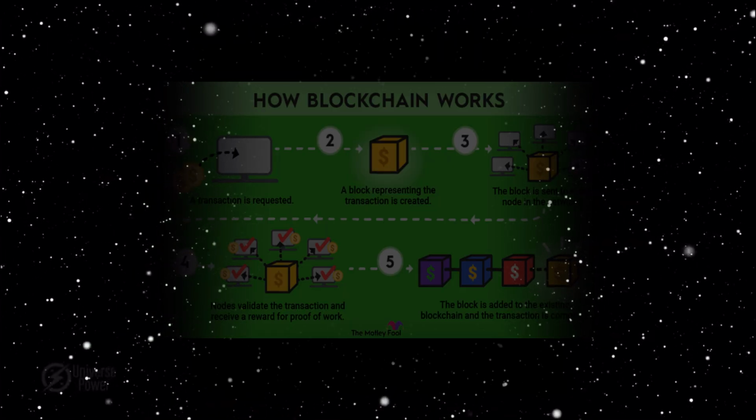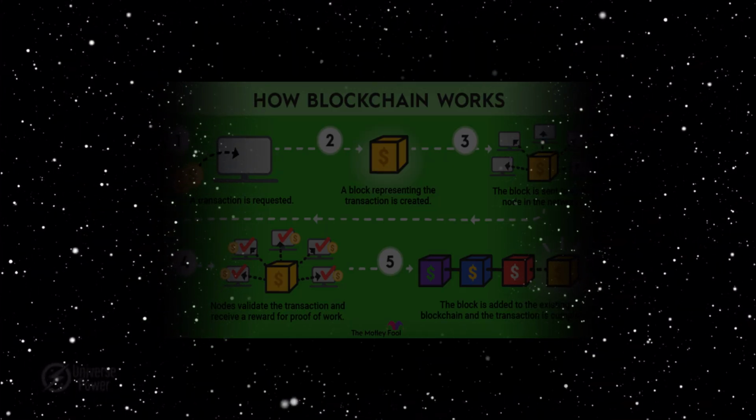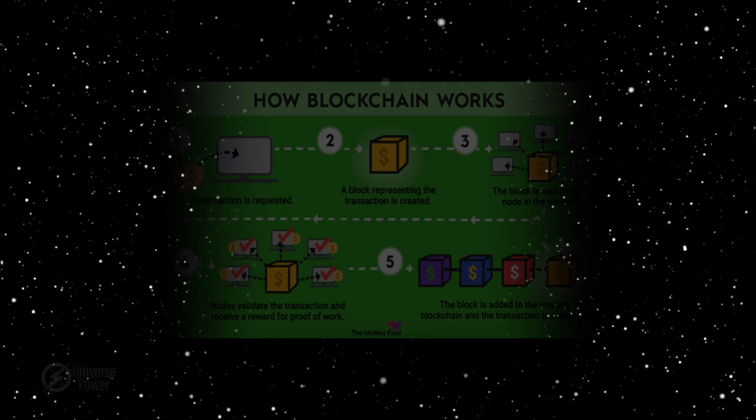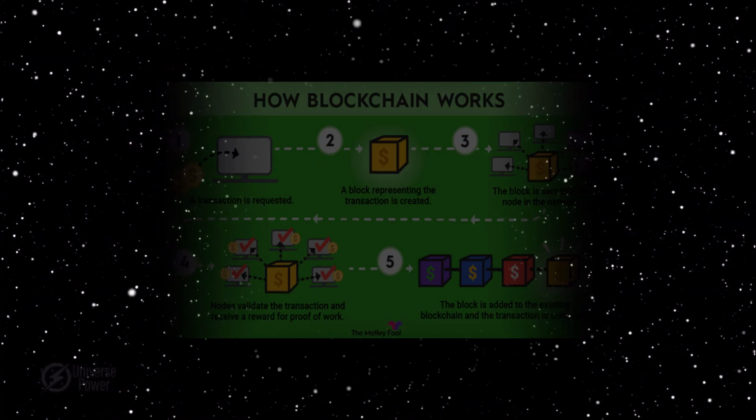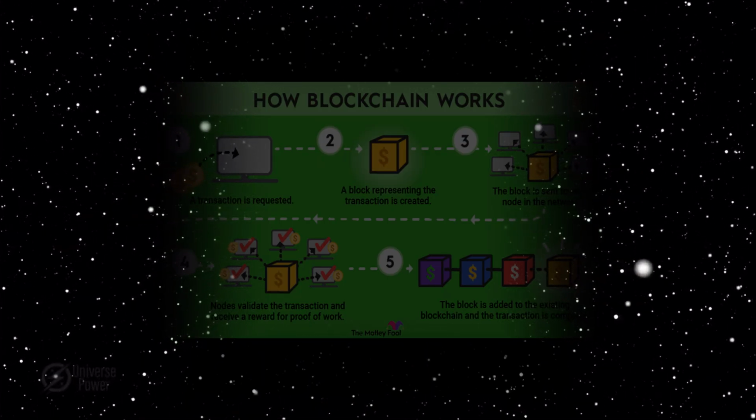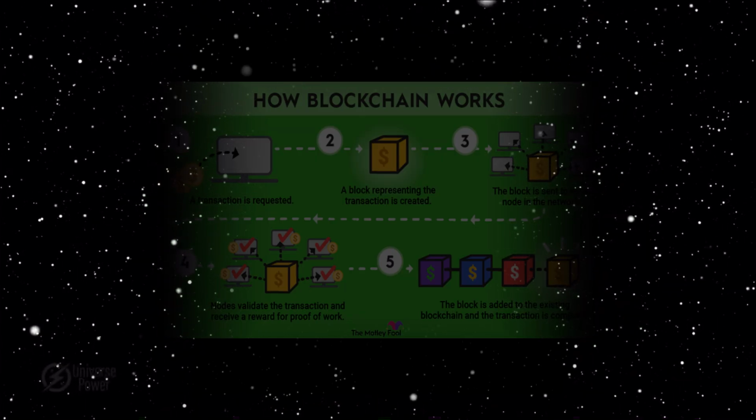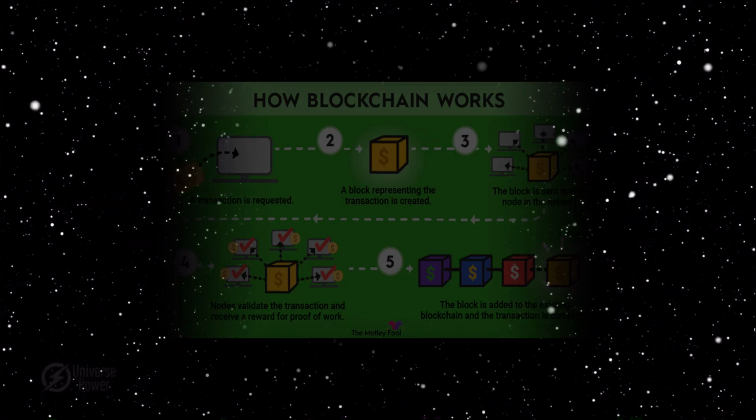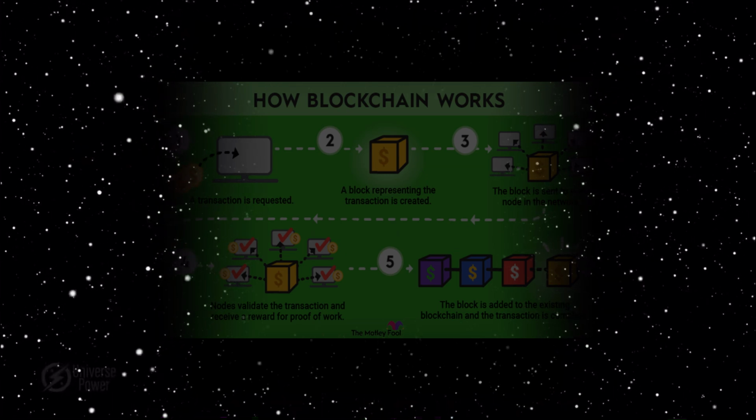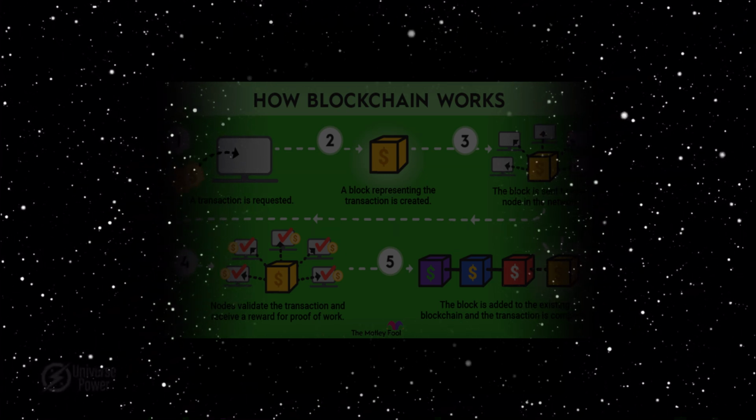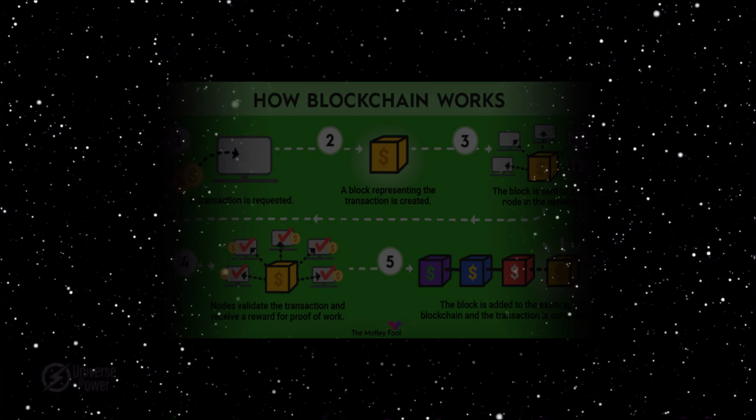While Bitcoin focused on digital money, the underlying concept opened the door to decentralized applications in finance, supply chains, and even voting systems. Blockchain was more than cryptocurrency. It was a new model of computing where consensus and transparency replaced central control.